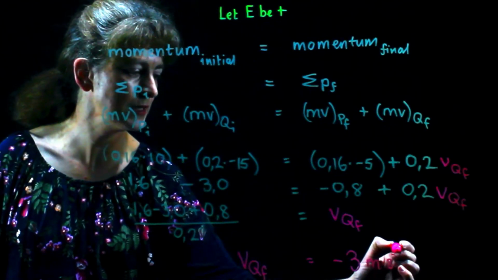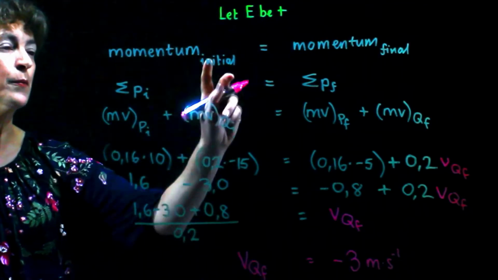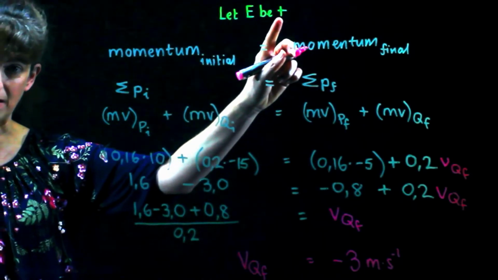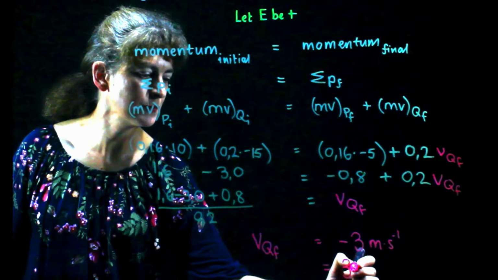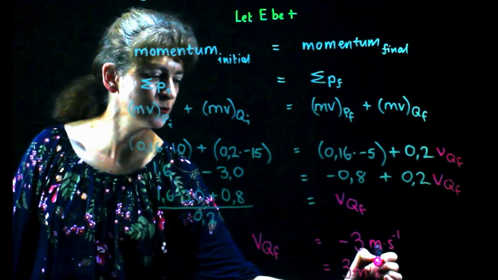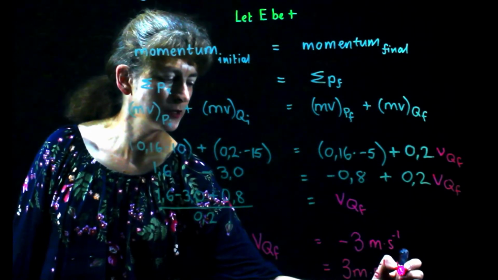Now, what is the meaning of this minus? Remember, let east be positive, that means west is negative. So that is 3 meters per second in magnitude, and the direction is west.